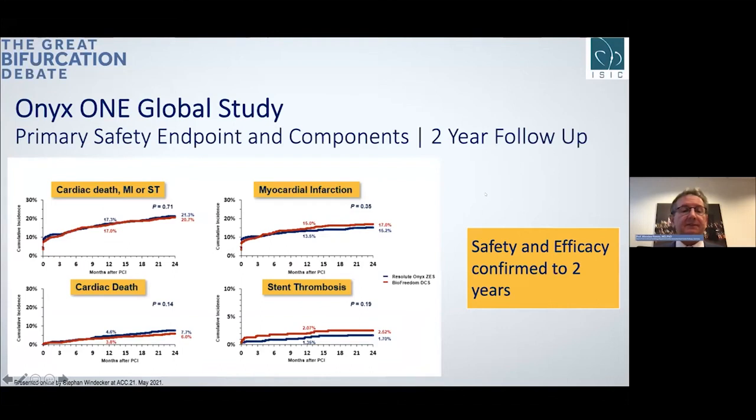Here you can see in a few Kaplan-Meier curves the results for the combined endpoint: no difference over 24 months, so 2 years follow-up. Cardiac death, no significant difference; MI, no significant difference; and stent thrombosis, no significant difference, but numerically some trend to better results after Resolute Onyx stent implantation. So it is really a long-term follow-up now for 2 years.